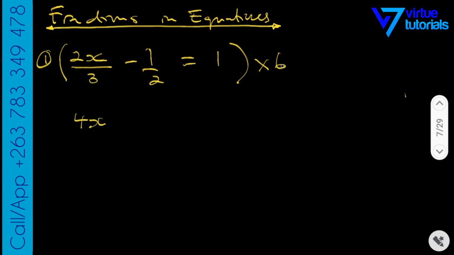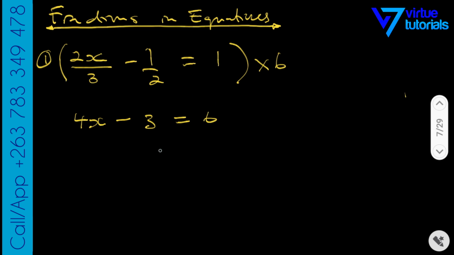So I said 3 into 6, 2. 2 times 2x, 4x. Then here's my minus. 2 into 6 is 3. 3 times 1 gives me a 3 there. And then this one has no denominator, so it multiplies directly. 1 times 6 gives you a 6. So there you go. I've simplified this equation with fractions to an equation without fractions.